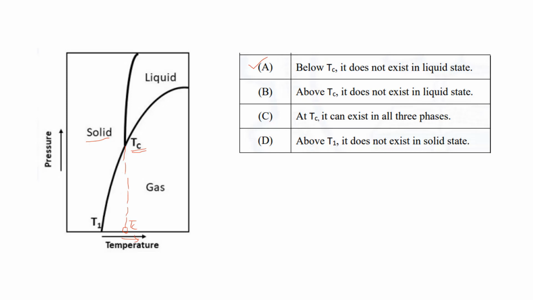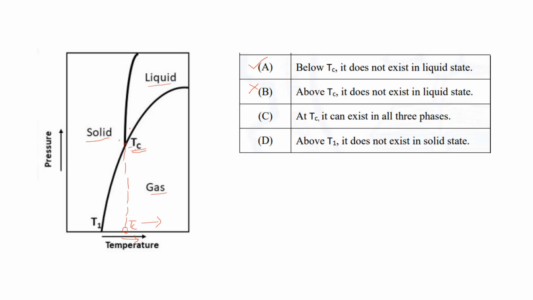And the second option is above Tc, it does not exist in liquid state. So the Tc is here, and above it there is gas phase, and also if we are increasing the pressure, there is liquid phase. So above Tc, it does exist in liquid state. Hence the option B is wrong, and the option C is at Tc, it can exist in all three phases, which is correct. This is Tc, and at Tc, there is solid phase, liquid phase as well as gaseous phase.